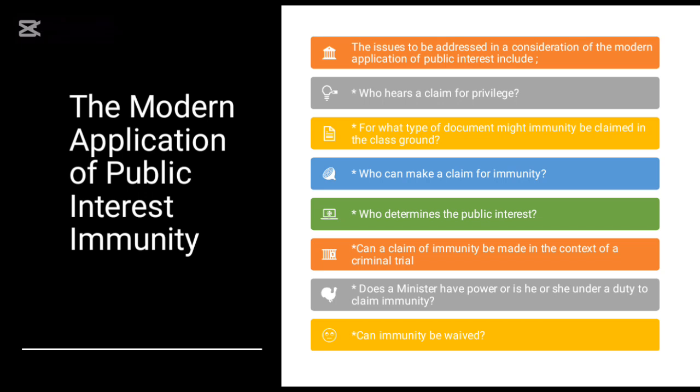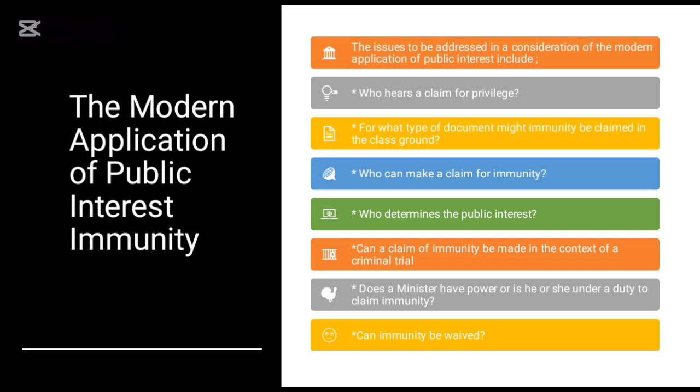Claims for public interest immunity are usually heard by the courts, and the judge must determine whether the claim for immunity is justified. So courts do not automatically accept government claims, but will examine the context and necessity of withholding the documents. You can also cite the case of Duncan and Camille Leard for this one.